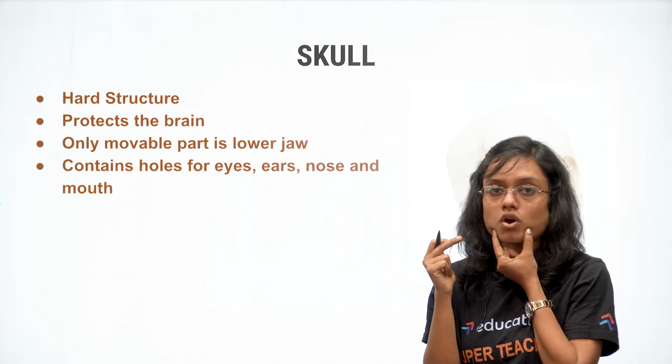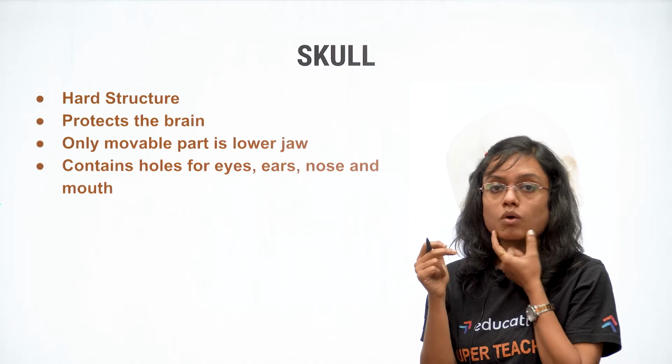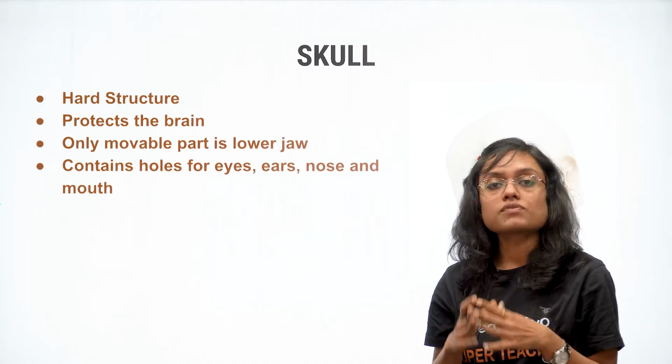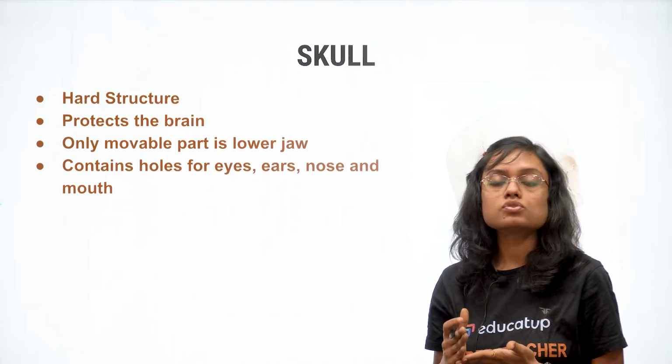Only this lower jaw will move. So that is the only movable part in the skull. Then it contains holes for eyes, ears, nose, and mouth.